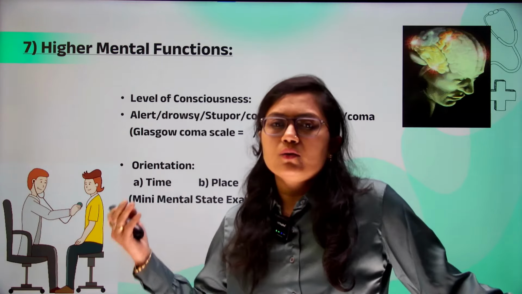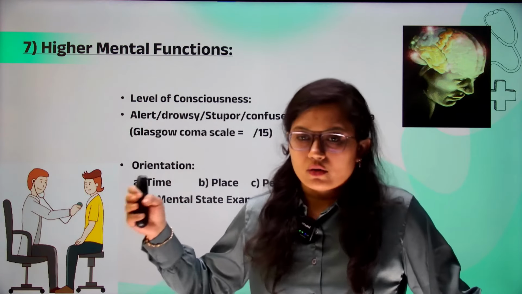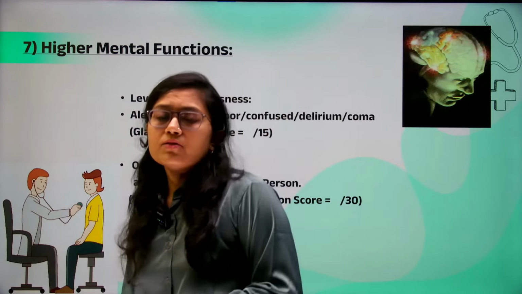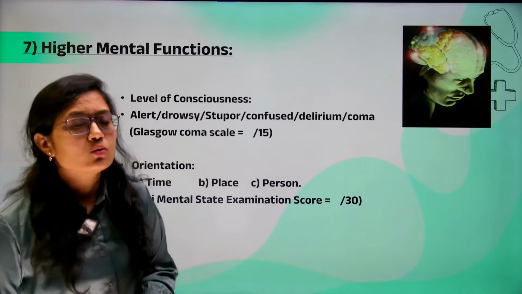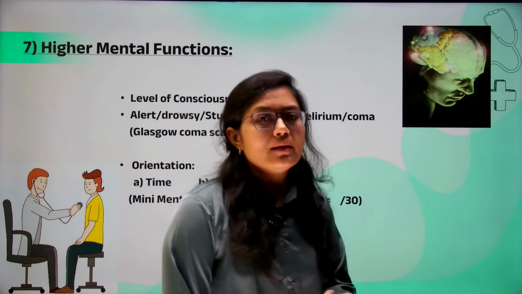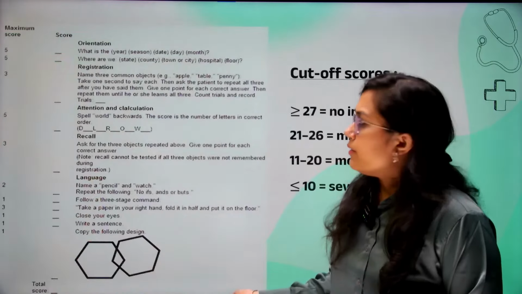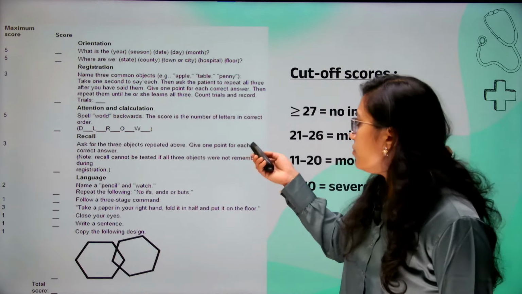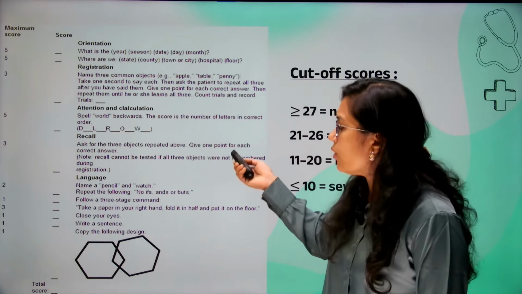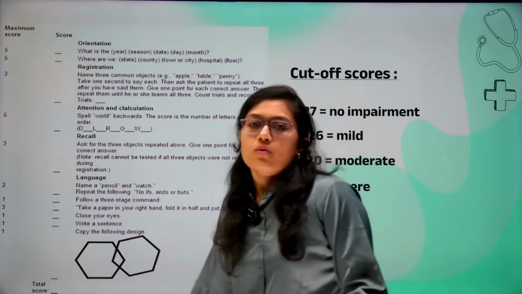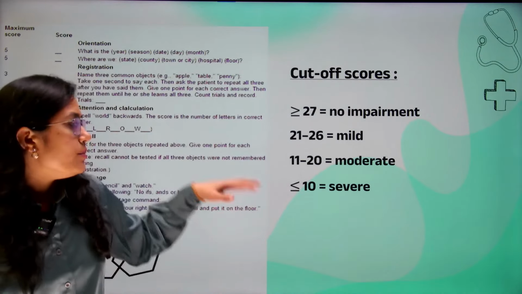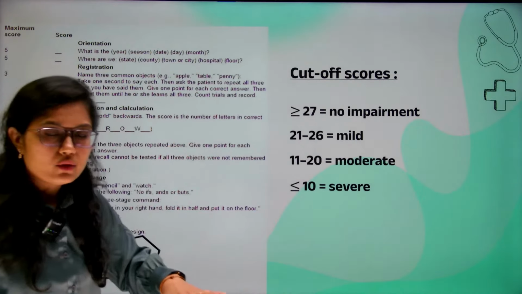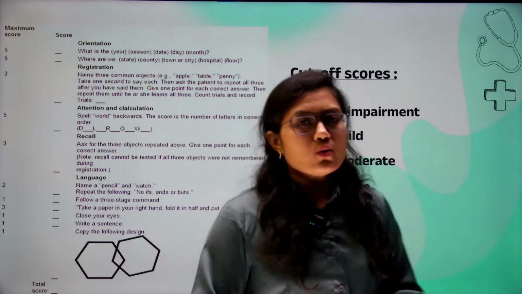Along with that, we can get to know whether the patient's memory is good or not. For all these higher mental functions, we have another scale known as MMSE, the mini mental scale examination, that we take for orientation, registration, attention and calculation, recalling and language. These are the questions that we check in the patient, and we score accordingly.